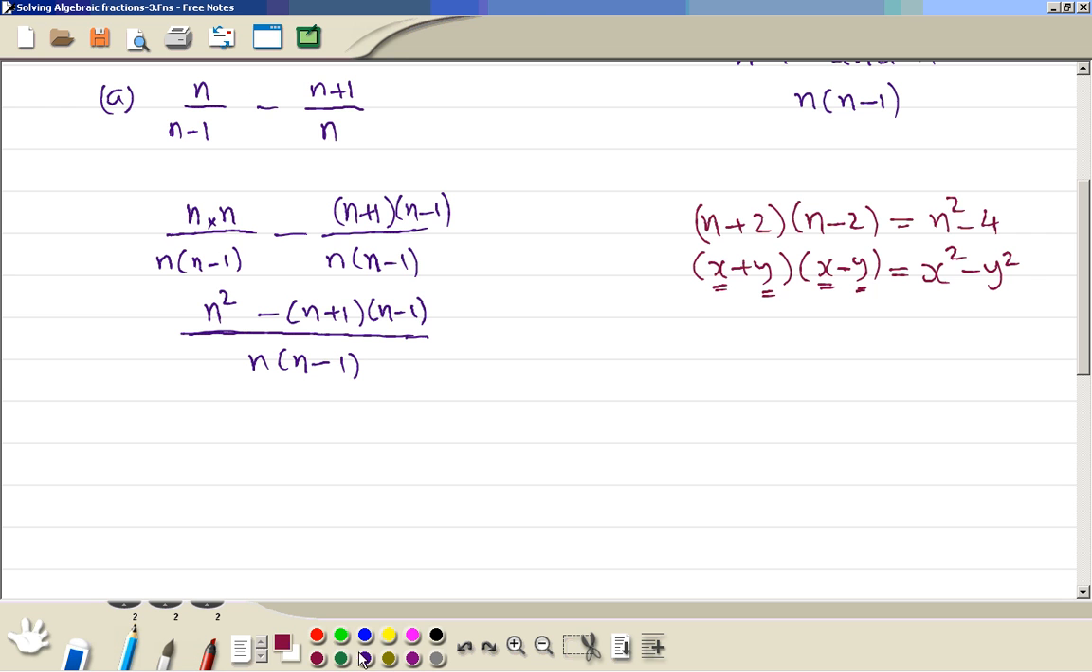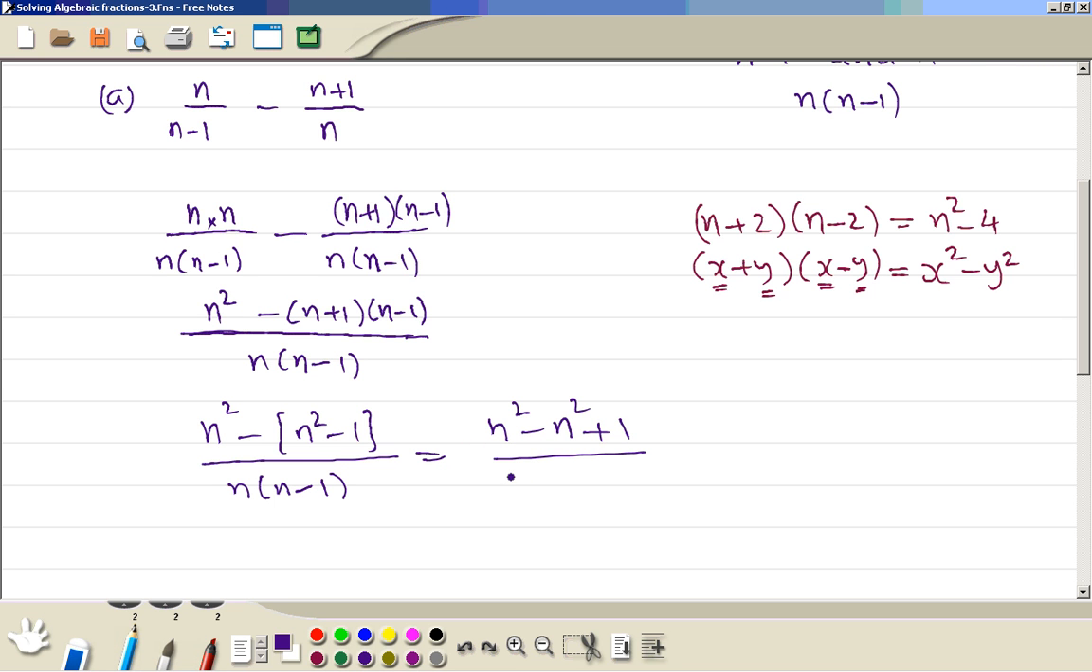So using that, we have n squared, put in a square bracket, so this is basically n squared minus 1. Then you remove the brackets, you get n squared minus n squared, then 2 minus to make a plus. So this is equal to 1 divided by n times n minus 1.